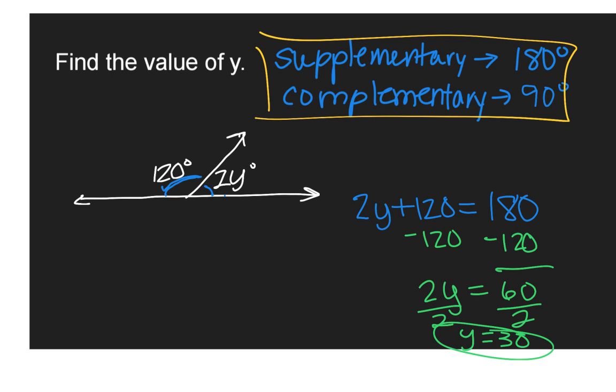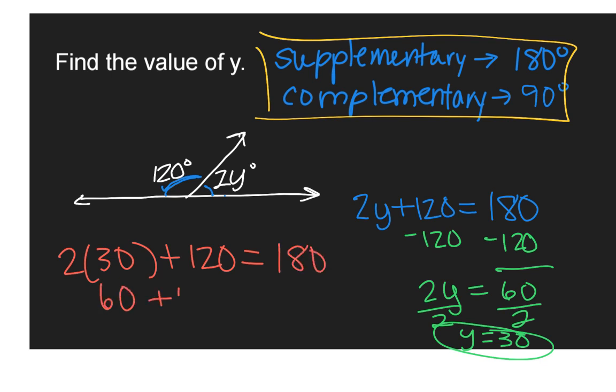All right, so just a quick check to make sure that this is correct. Let's substitute in 30 for y in the equation, and let's make sure that this actually works. So 2 times 30 plus 120, let's see, does that equal 180? 2 times 30 is 60, plus 120, does that equal 180? 60 plus 120 is 180. So therefore, it works, and our answer of y equals 30 is the correct answer.